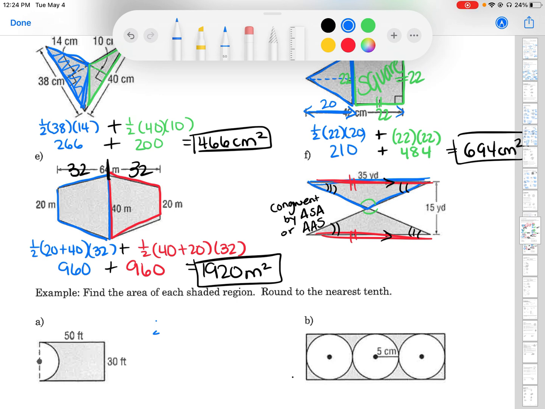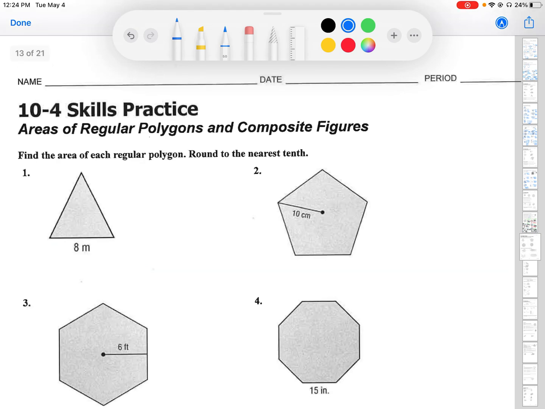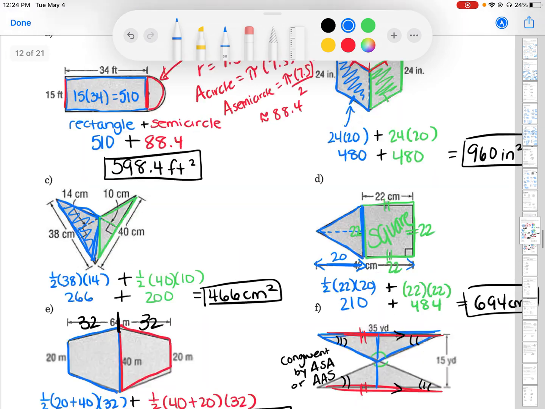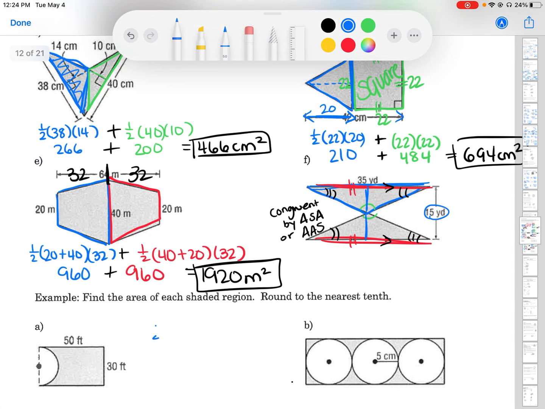So let's find the area. If they are congruent, then this height and this height should be the same. So we'll just cut this in half and say that this is 7.5 here and 7.5 here. So that top triangle is going to have an area of 1/2 times the base times the height, which is 7.5. So 35 times 7.5 times 0.5 gives us 131.25. And for the other triangle on the bottom, we also have 1/2 times 35 times 7.5. That's also going to give us 131.25.